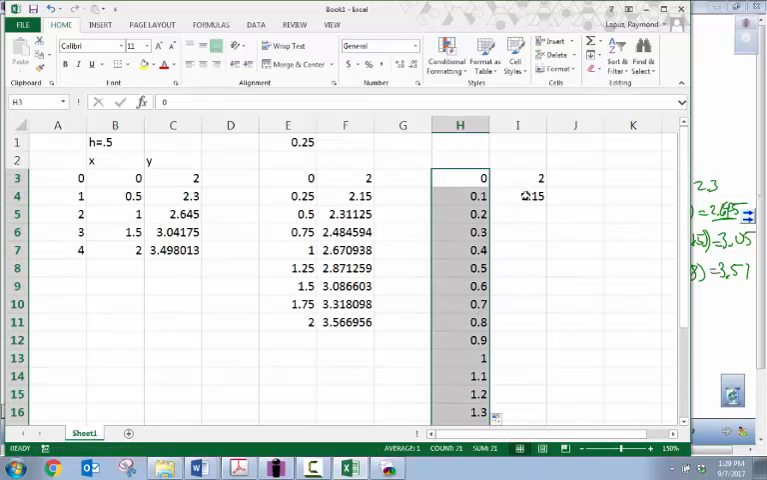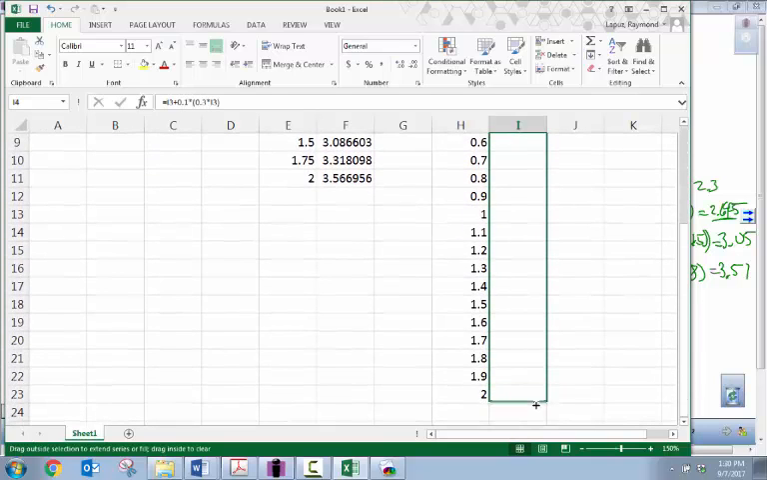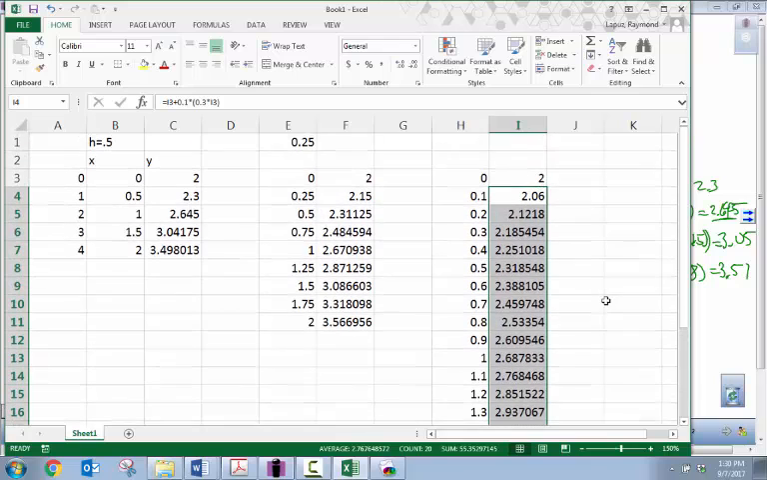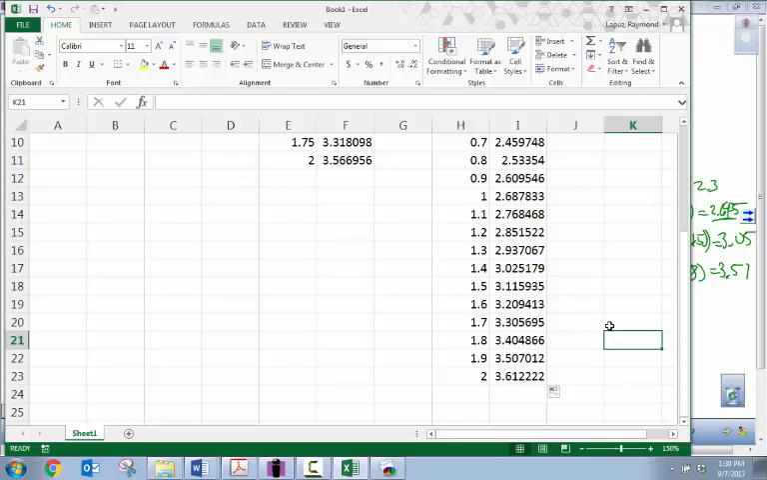Here's 2. And now my step size is 0.1. And then I click and drag. And 3.61. Okay? So you could do this, again, using a computer program, something that you might be familiar with. See if you can run some recursive functions that call on itself to get those values.